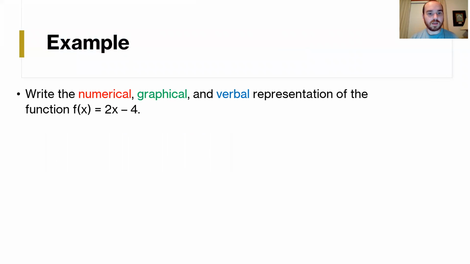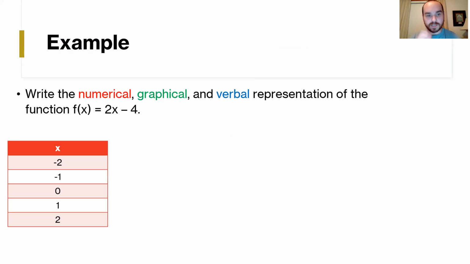So here's an example where we're going to go through all 3. We want to write the numerical, graphical, and verbal representation of the function f of x equals 2x minus 4. It's almost always easiest to start out with either the verbal or the numerical. When you're doing the graphical one, unless you're using a calculator, it's going to be easiest to have the numerical values ready. So let's start with numerical. We're going to pick some random points. It doesn't really matter in this case. We're going to take -2, -1, 0, 1, and 2. The reason I keep using those is actually because that's what's going to be on your homework. It's going to ask you to do that in a couple of problems with specifically those points.